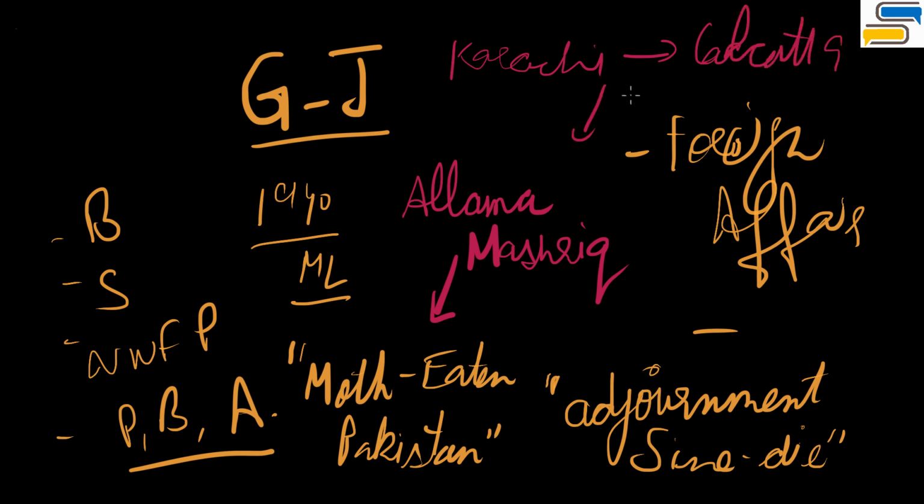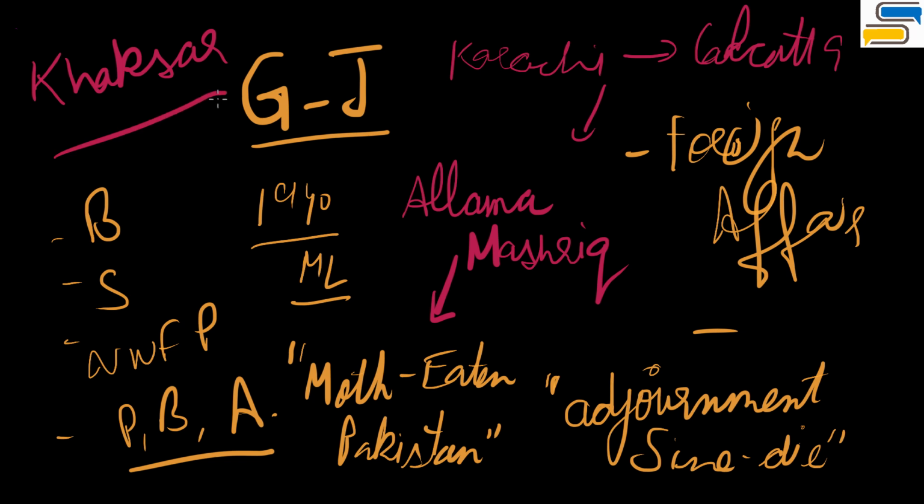And Allama Mashriqi was put behind bars. His organization was declared illegal in 1940. And his organization, his movement actually, was called Khaksar. This Khaksar movement was also declared illegal and so on.